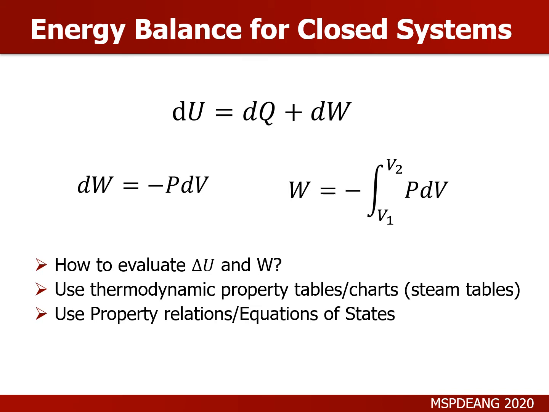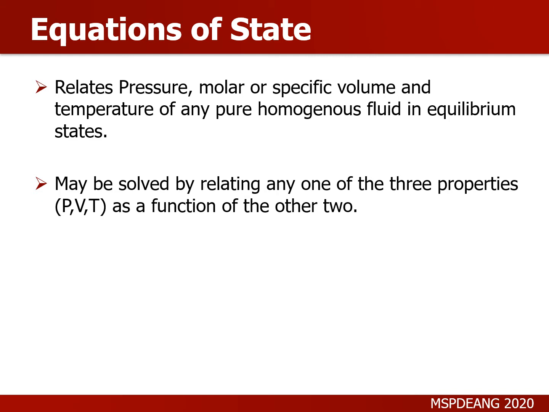However, we can also use property relations and equations of state in order to quantify the changes in internal energy and the total work, and thus from these two we can get the total heat transfer for many systems. So now what are equations of state? Equations of state are equations that relate pressure and/or molar specific volume and/or temperature of any homogeneous fluid in equilibrium states to each of these intensive variable properties. So one of these three properties may be solved as a function of the other two.